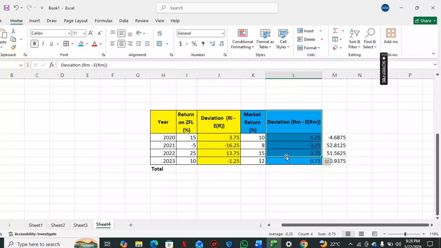These deviations which we calculated when we were getting the standard deviation for each of them, we are utilizing these deviations and we're multiplying them. Any questions?